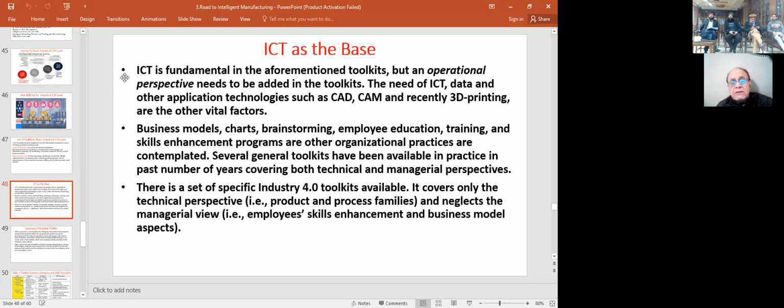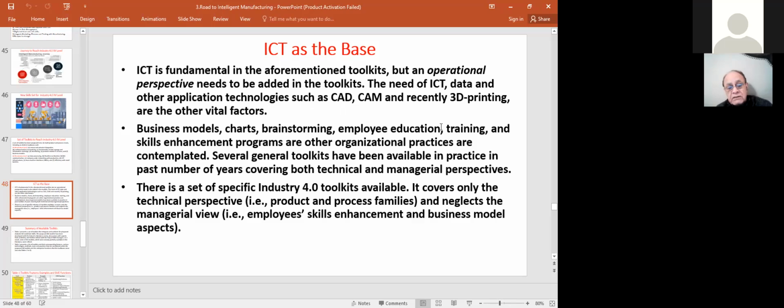Most fundamental toolkit in this respect is ICT, and ICT data integrated with technologies like CAD and CAM and 3D printing. These are the vital elements to start with. And then we come to making business models like charts and brainstorming, employee education, and all the training. All this needs to be integrated.